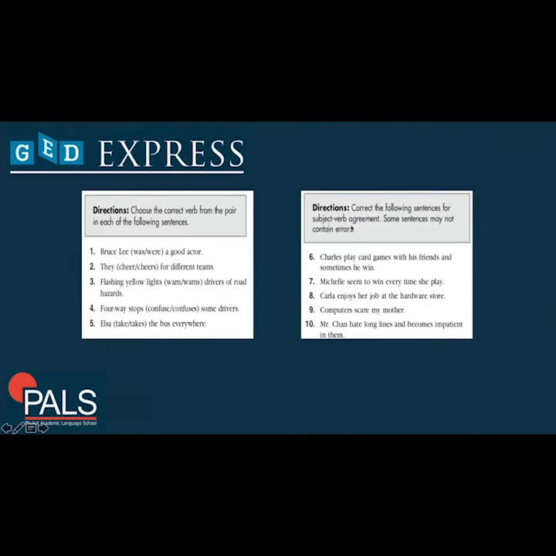Correct the following sentences for subject-verb agreement. Some sentences may not contain errors. Charles plays card games with his friends and sometimes he wins. My brain automatically corrects these. So Charles, even though this has an S, the name Charles already has an S with it. So it's not that Charles is a plural for Charles. It's not that there's more than one Charles. It's just that the name is Charles. So Charles plays card games with his friends and sometimes he wins, right? So this is also a personal pronoun that you must watch out for, so he wins.